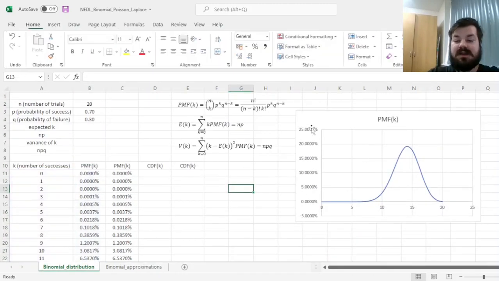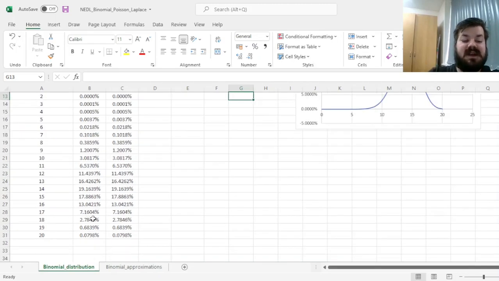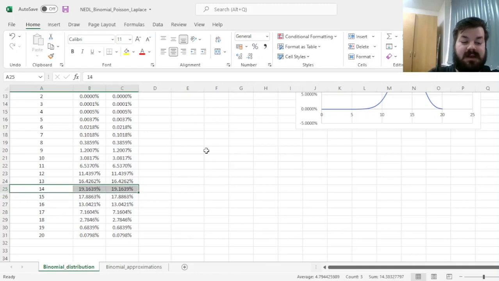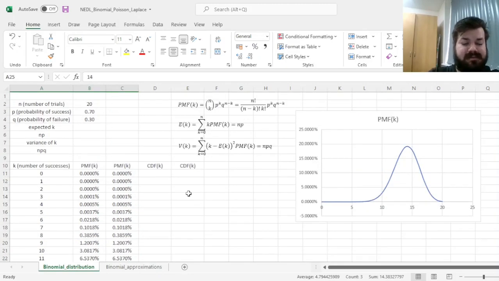And we can visualize it by selecting those two columns and inserting a scatter with straight lines. We can look at which of the values, which number of passes, is the most likely. And here we see that the peak of this probability mass function, the most likely outcome, is that exactly 14 students would pass. This outcome has a probability of 19.1639%. And we can verify it also by looking at the table over here.